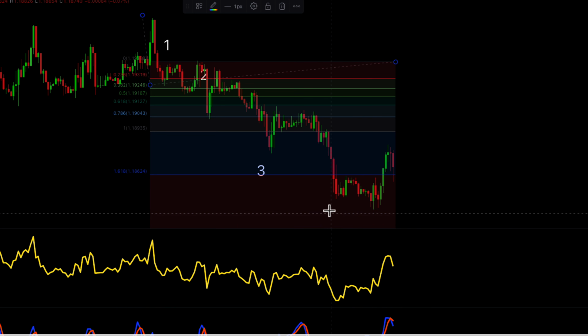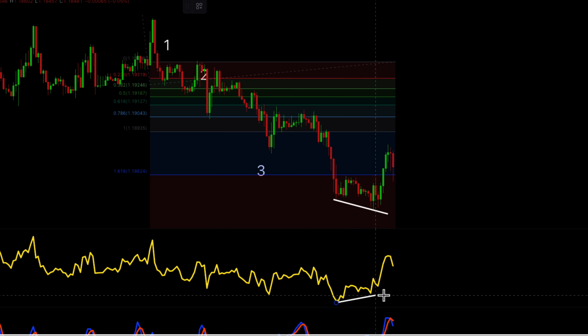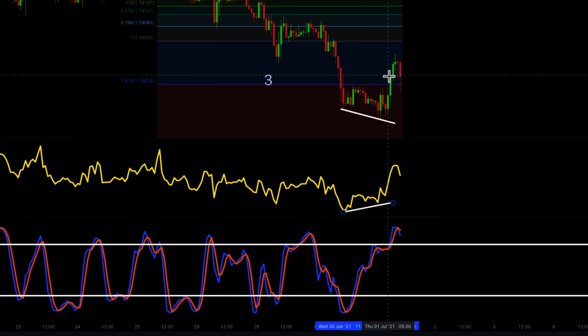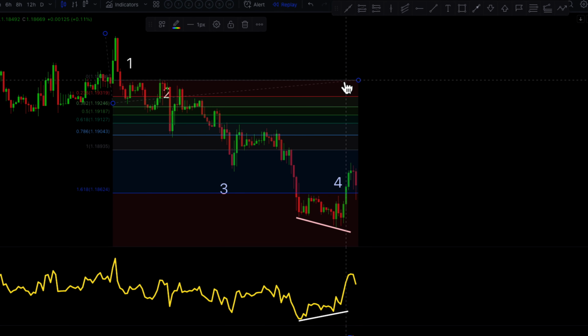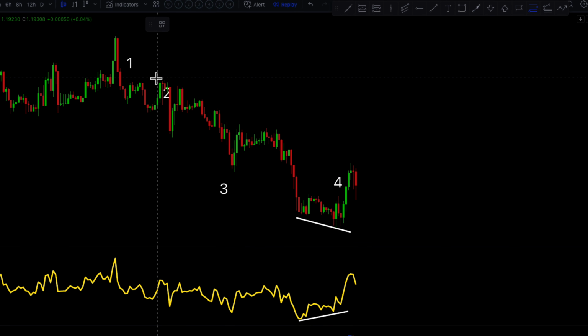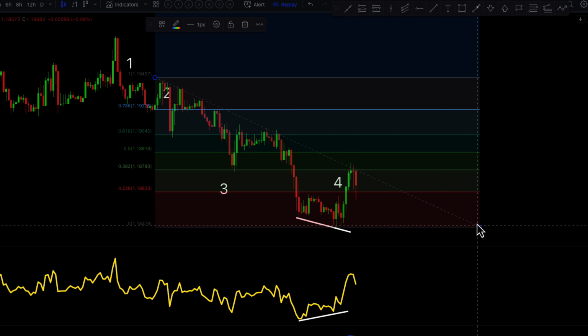Then we are looking for price to cross the 1.618 level with divergence. Here we can see a lower low on price and a higher low on the indicator. This pullback takes the stochastic RSI into the overbought territory, and we identify this as wave 4. Then we draw a Fibonacci retracement from the top of wave 2 to the bottom of the structure and confirm that price did indeed go past the 0.236 level, but did not go past the 0.5 level.